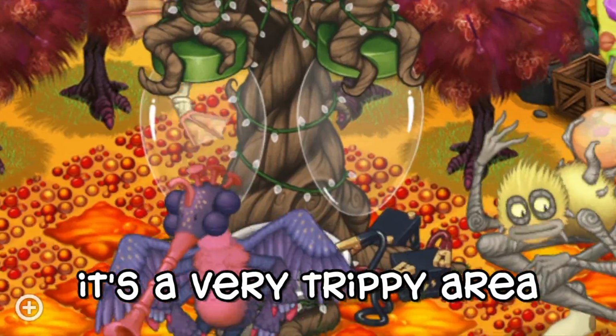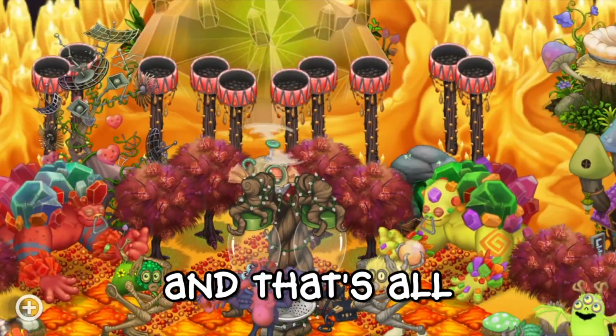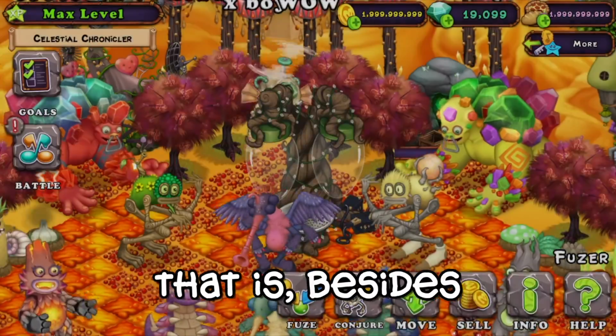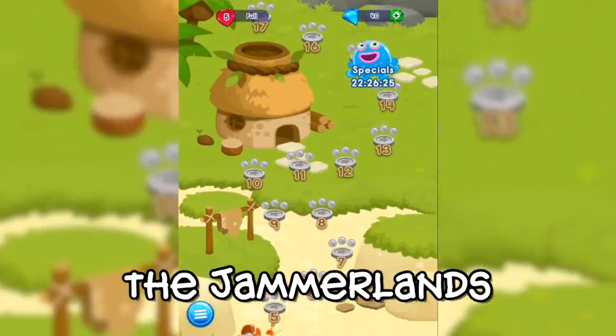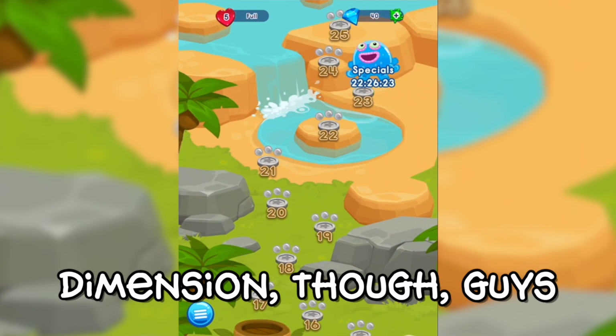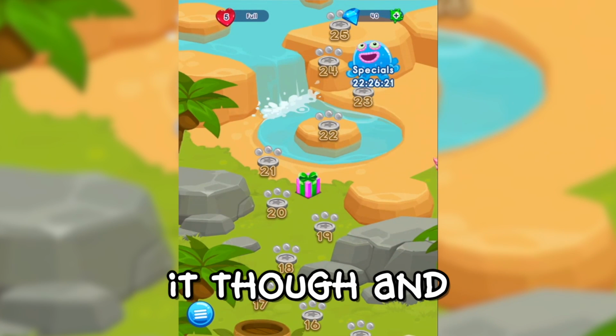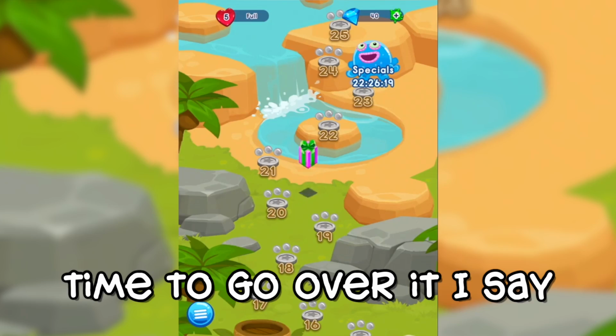It's a very trippy area, the Prism dimension, and that's all of the dimensions. That is, besides the Jammerlands. The Jammerlands isn't a dimension though, guys. We do need to go over it though, and this is the perfect time to go over it, I say.